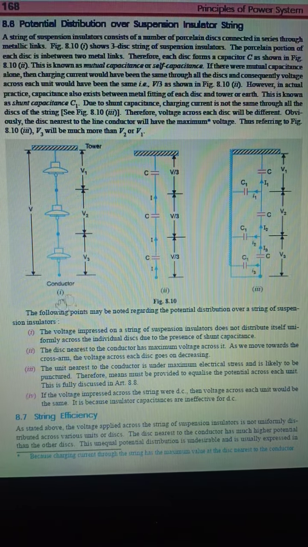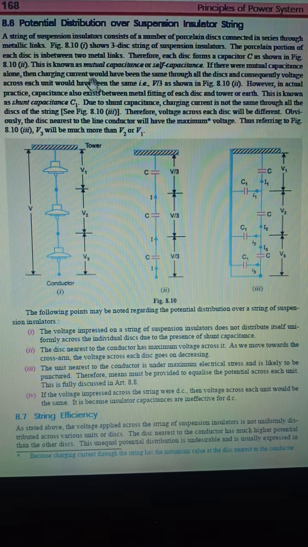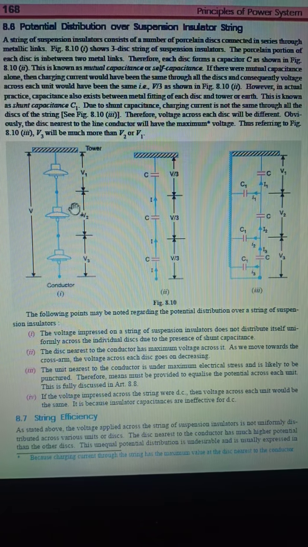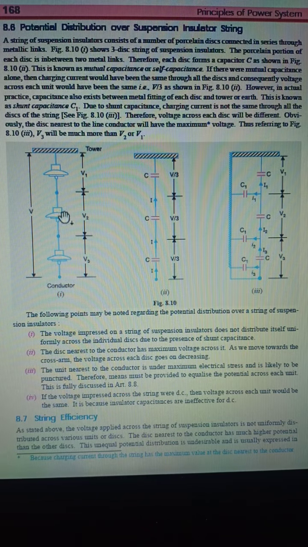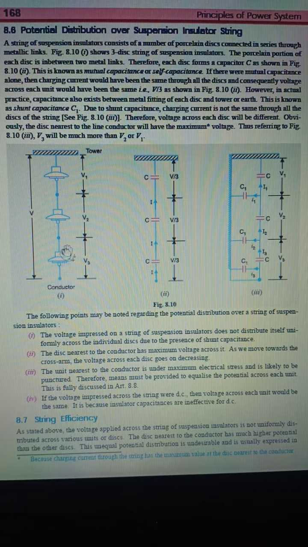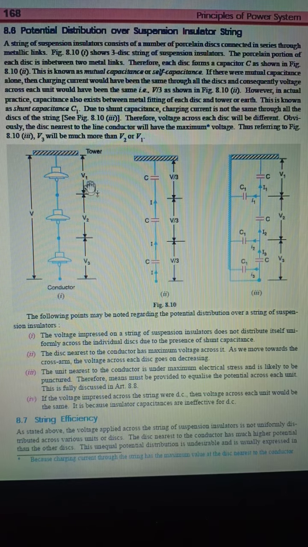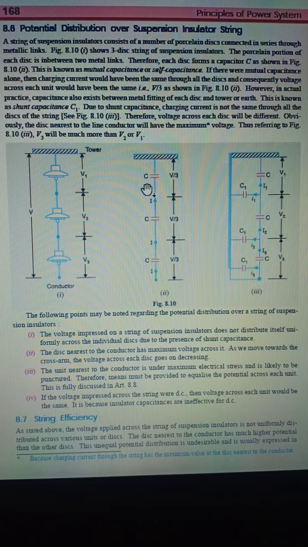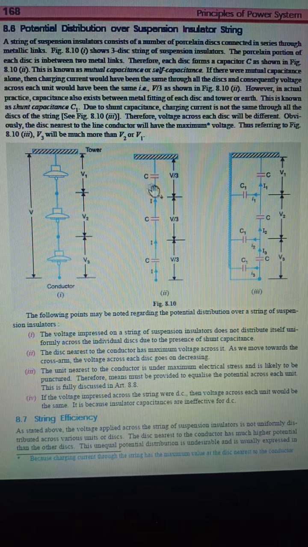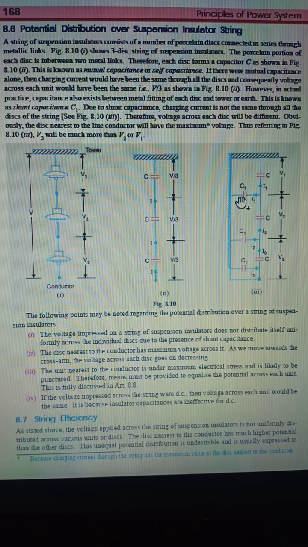This is a tower, this is a conductor. Between this tower and conductor, a number of insulators are connected. These insulators are suspension type insulators. Three insulators are connected. The voltage across each insulator is V1, V2 and V3 respectively. This is a capital C. Capital C is the self capacitance or mutual capacitance, and this is C1. C1 is a shunt capacitance.